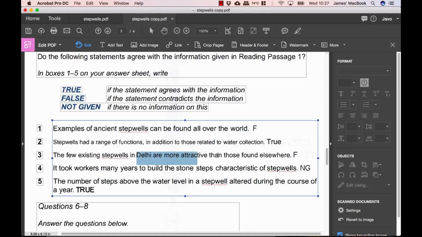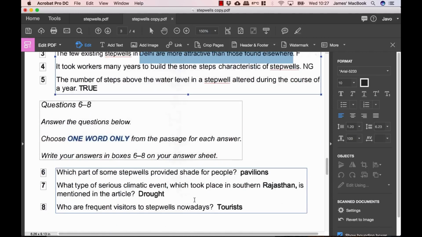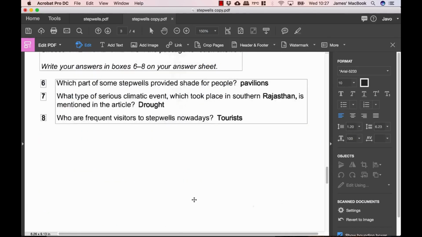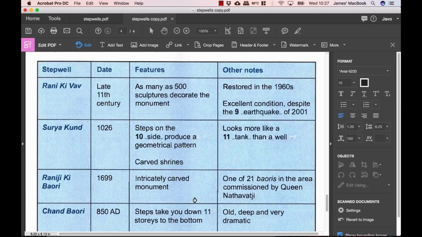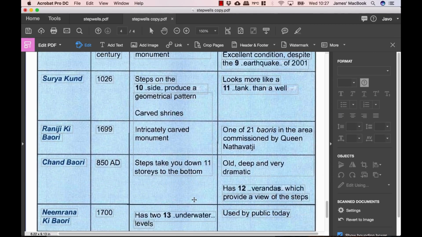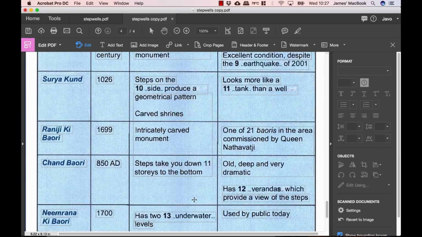This one is the only one I'm a bit concerned about. A few existing step wells in Delhi are more attractive than those found elsewhere. Still think that's false because of what they said about the ones in Rajasthan. Okay. I think I'm confident with this, and if I was doing the full test, I would definitely be going on to the next section now, because I've given myself three extra minutes to complete sections 2 and 3. So let me pause it now. I'll get the answers up, and then we'll have a look at the answers.